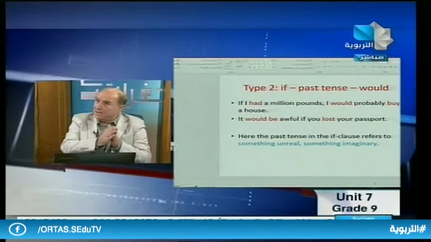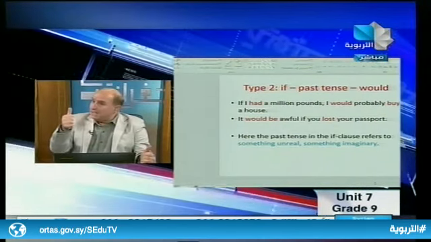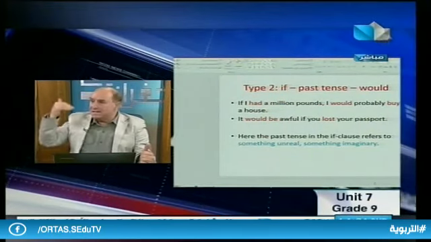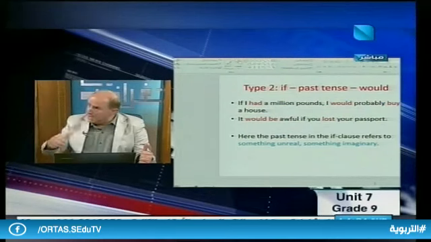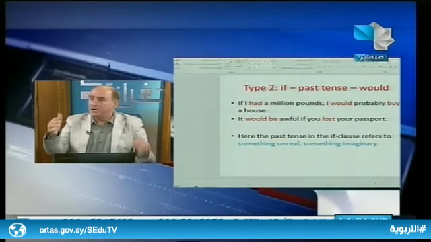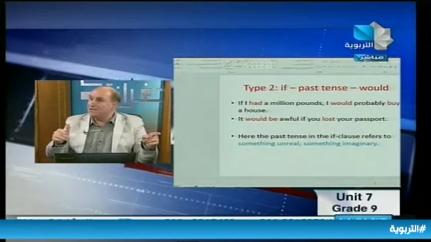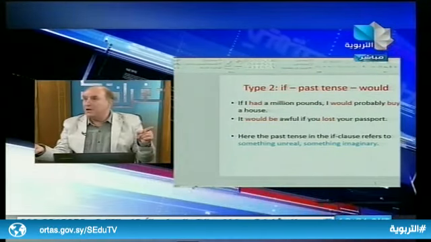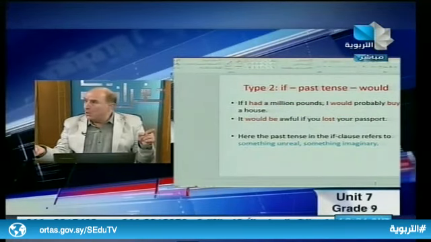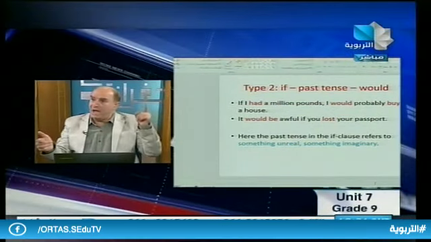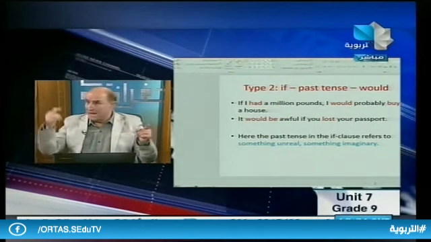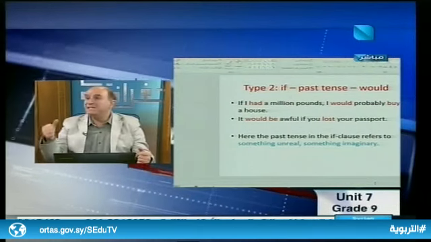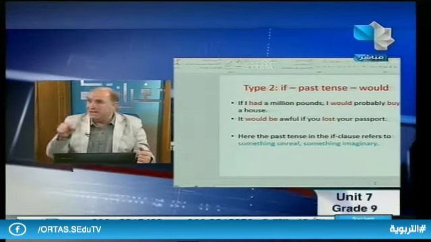In type 1, we have the subject followed by will, while in the second type, we have the subject followed by would. So we have simple past in the if clause in the second type, and we have would in the second part, which is the main clause. In the first type, we have the verb in the present simple in the if clause, and in the main clause, we have the verb in simple future, will plus infinitive.